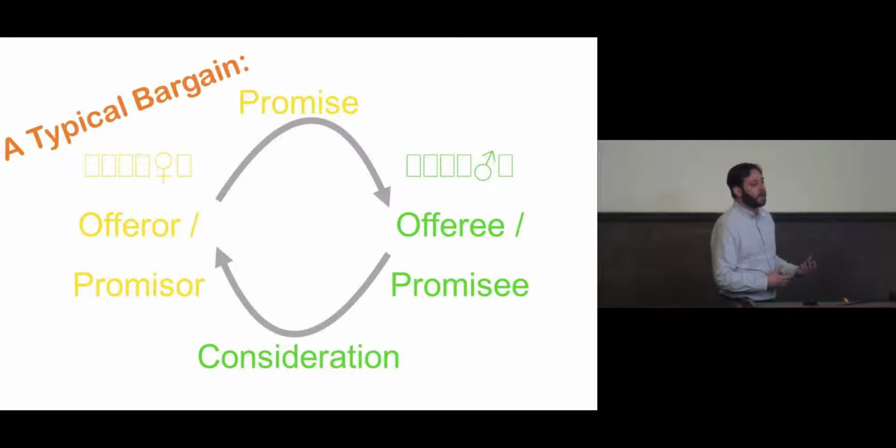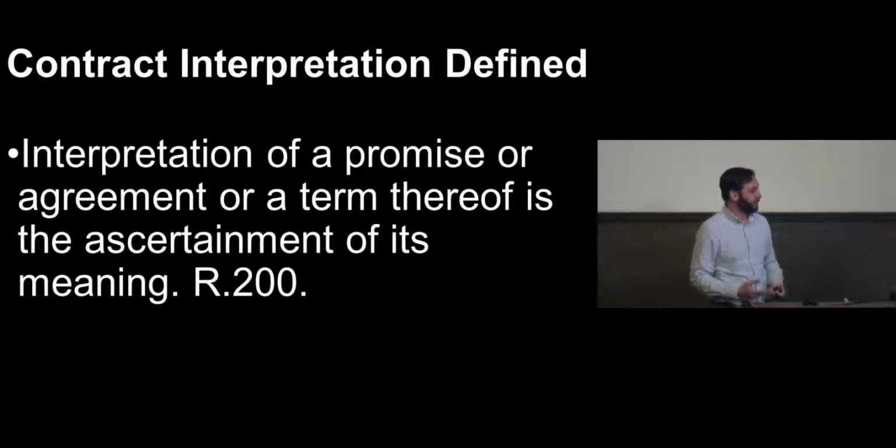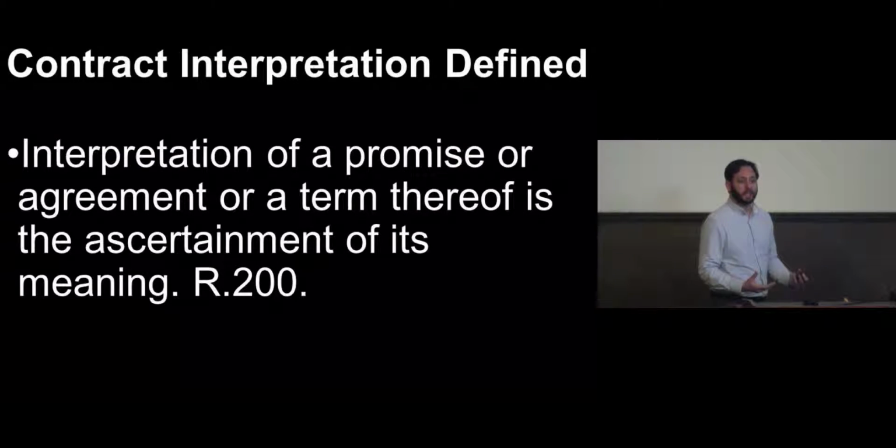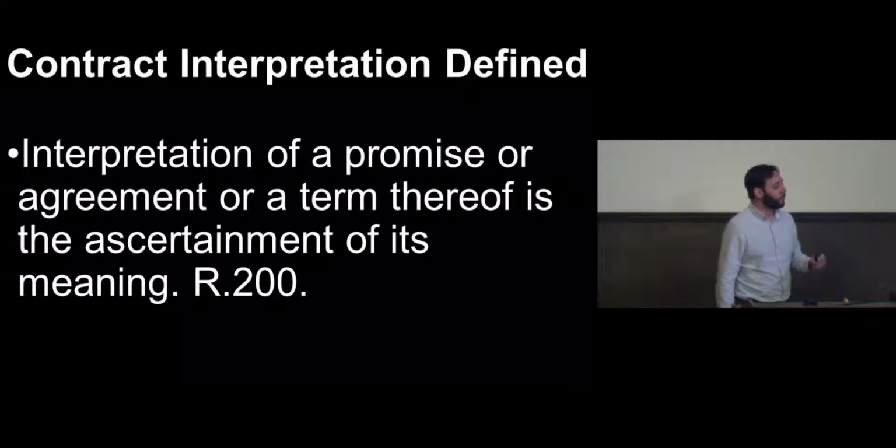We have on the one hand the offeror, also known as the promisor, on the other hand the promisee or the offeree. And the question is, what are they promising? What are the terms in this promise? How do we interpret the meaning that they intended when they struck that deal? We look at Restatement Section 200 for our definition of contract interpretation.